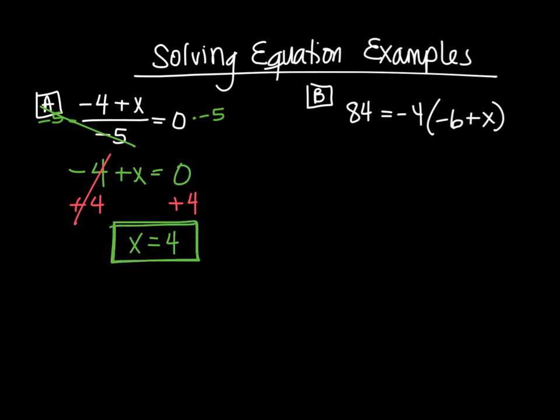Remember, just from your early algebra days, you could always check that by plugging in. So mentally, I could plug 4 back in here. -4 plus 4 is 0. 0 divided by anything is going to be 0, so I know that that's correct.